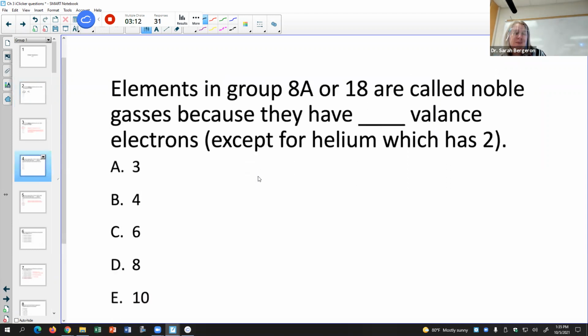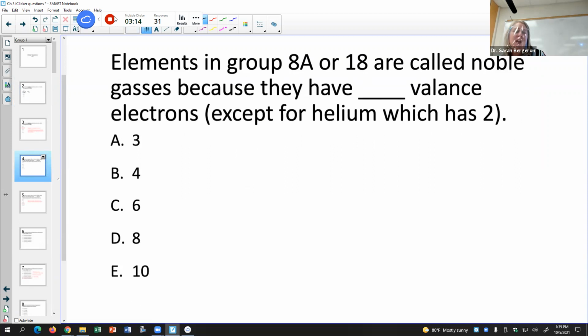Okay. Elements in group 8A or 18 are called noble gases because they have how many valence electrons? Just call it out. How many? 8, except for helium, right? That's the one exception, which is happy with 2 because that completes its outer shell.